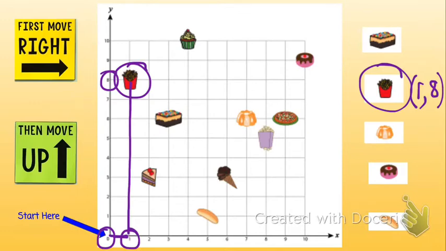All right, I'd like you guys to see if you can find the points of these other 3 items. See if you can locate the actual point of their location. You've got the Jell-O, the donut, and it looks like a piece of bread. Maybe a hot dog bun? I don't know. All right, locate those 3 items for me and then come back. Pause the video.